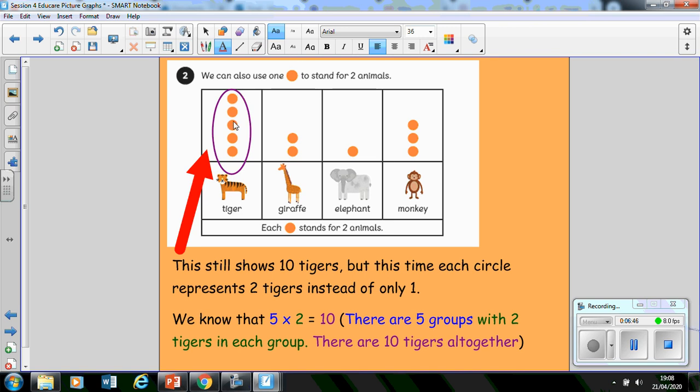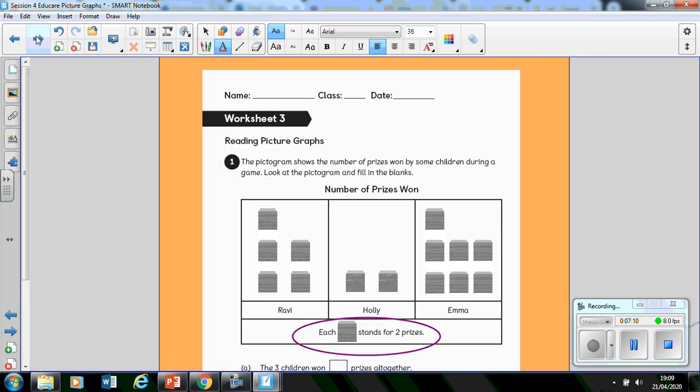There we go. When you count up using the key where each circle or spot stands for 2, you count up in your twos, or you use your multiplication for the 2 times table, and then count up in your twos to figure out that there are 10 tigers altogether. Okay, let's move on.